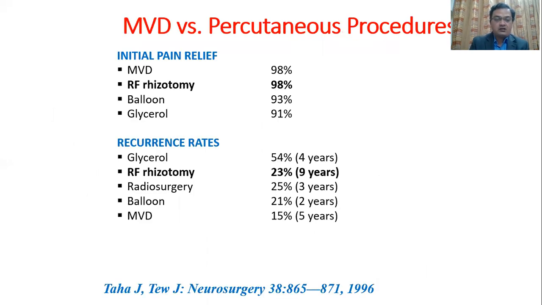I cited a neurosurgery journal article comparing surgery and radiofrequency procedures. The results are very similar: initial pain relief is 98% for both surgery and radiofrequency. Recurrence rates are also quite comparable. Radiofrequency rhizotomy has a 23% recurrence over a period of 5 years, and microvascular decompression surgery has a 15% recurrence over a period of 5 years.